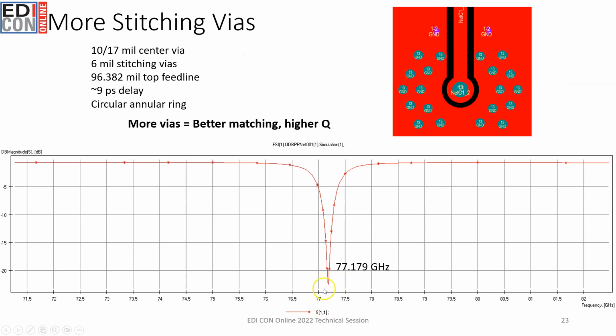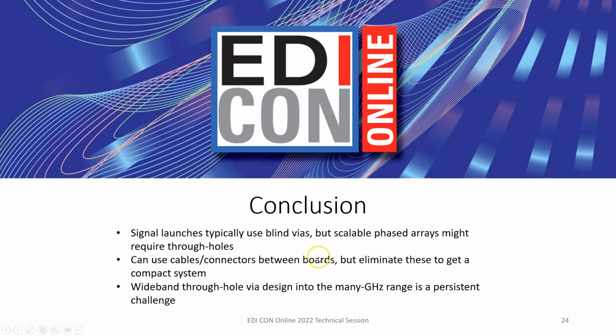even better matching right around 77 gigahertz just by tuning this feed line size and then tuning the via properties as well. So more vias in general is going to give you better matching. It's going to give you a higher Q value. So maybe this isn't the best approach for trying to get to a broadband via transition at these frequencies.